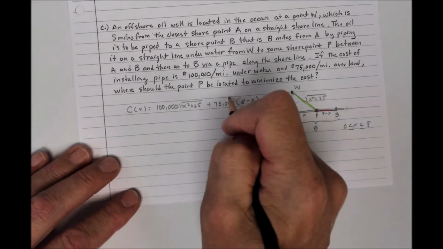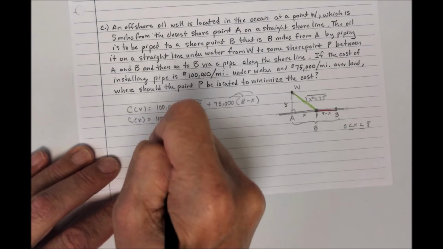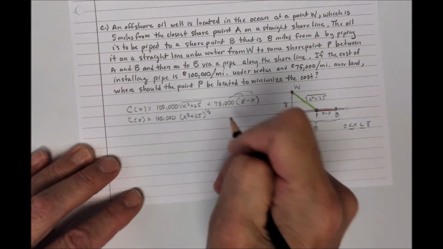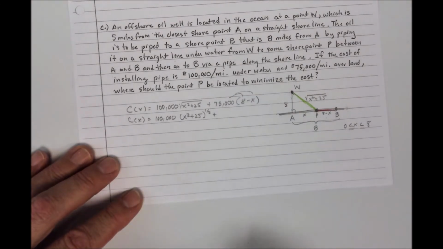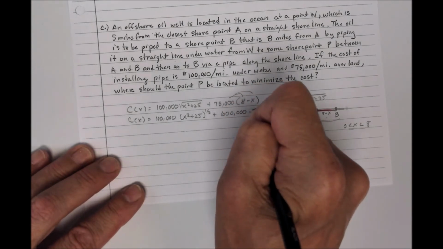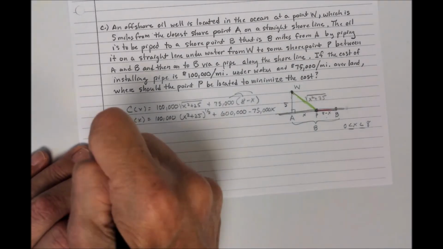Let's see, I have to distribute over here. I could do that, so I have, before I take the derivative, 100,000 times, I'll write this as x squared plus 25 to the 1/2, plus, now let's see, 75,000 times, what is that, 8? Should be able to do that in my head. I am so lazy. I get 600,000 minus 75,000x. Nice.